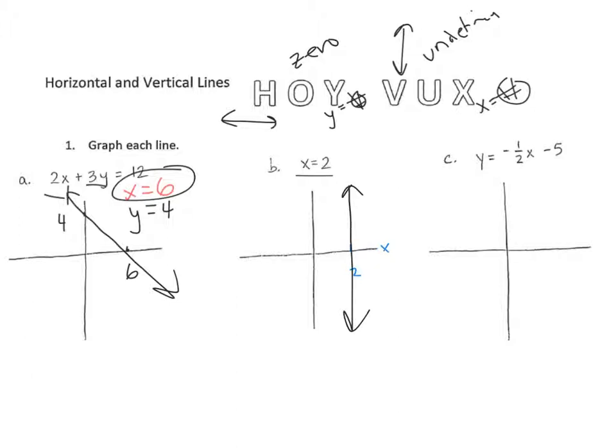And letter C is in slope-intercept form. Y is by itself. So the m is negative 1/2, and the b is negative 5. You always start here first. So I go to negative 5 on the y-axis, make a dot, and my slope is negative 1/2. So I can either go down 1, right 2, or up 1, left 2. It doesn't matter.